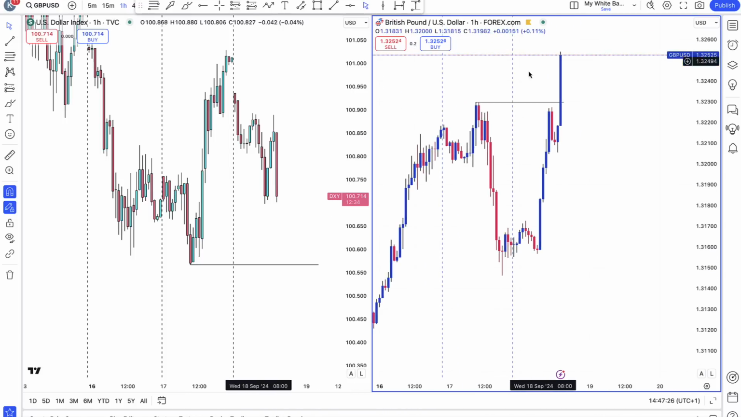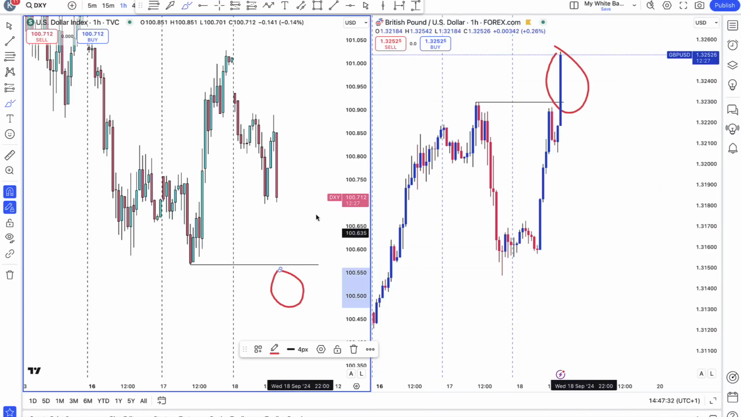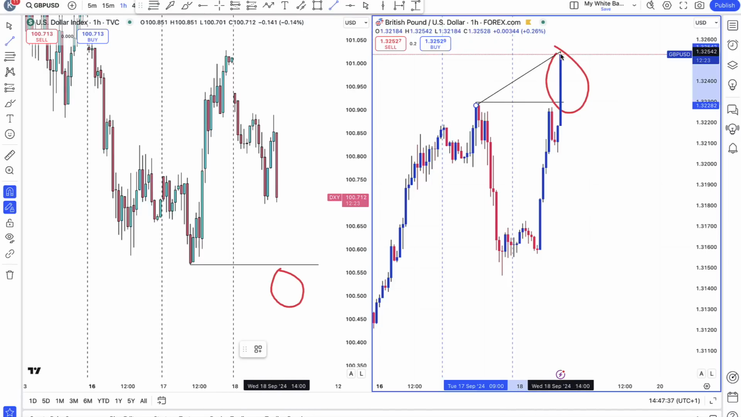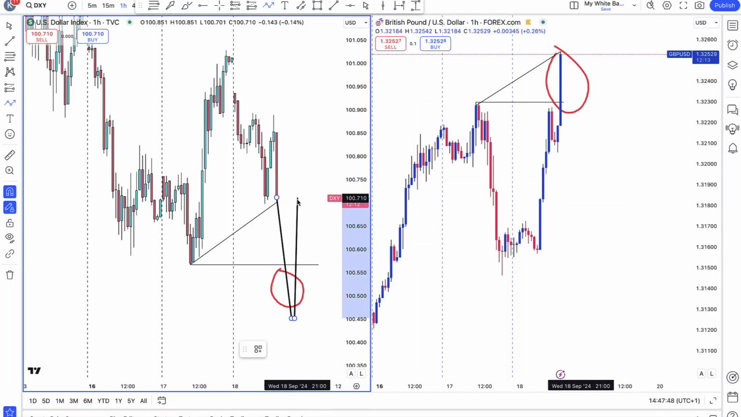If this was creating a high, this was supposed to create a low. Are you seeing what I'm seeing? This is SMT divergence here. Look at this. This is divergence. This was supposed to create a low. It was supposed to go below here too. That was supposed to be the ideal price action at each point.